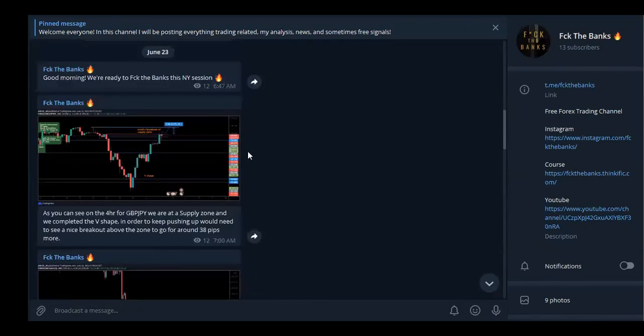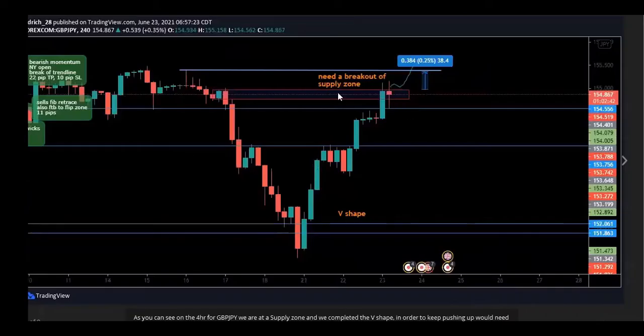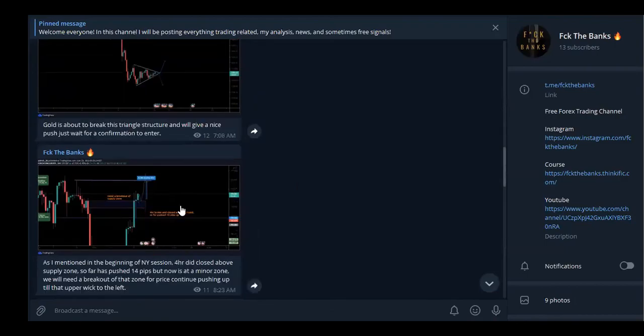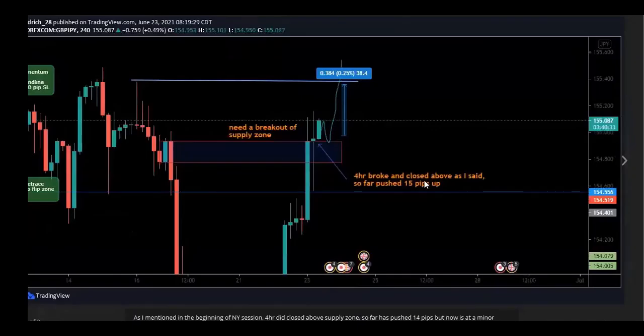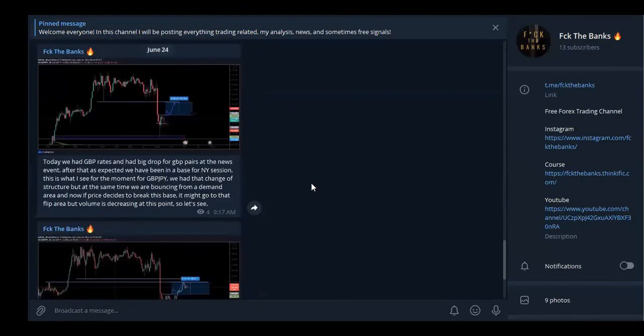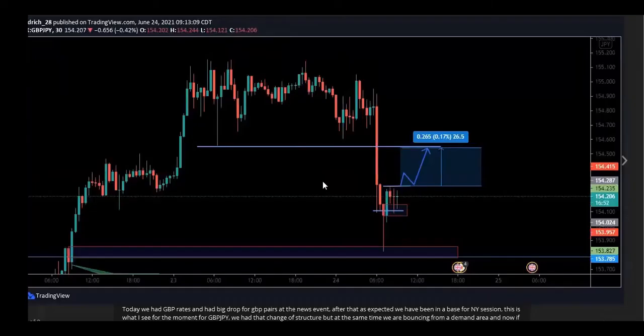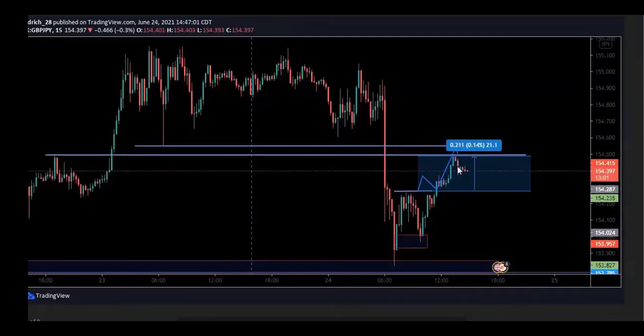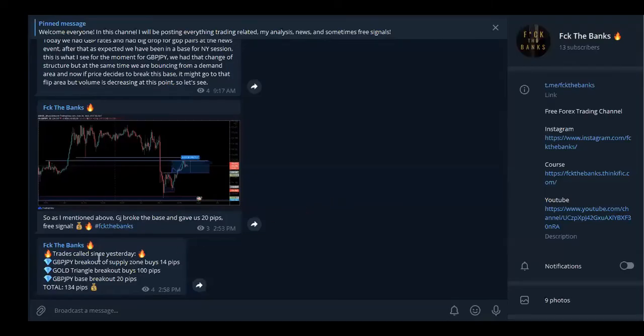Also for GJ, we had it break the supply zone. I told you that if we had some confirmation, it was going to go up, and it did. We had some 14, 15 pips up. And for today, we had this little base at GJ, and I told you if it was going to break up, we would have a chance to catch some pips since we had clean structure, and it did. So it was pretty simple, and so far 3 trades called, 134 pips, guys.